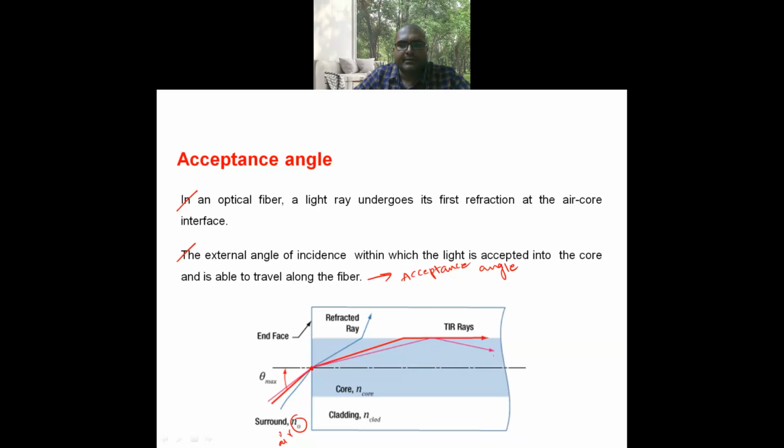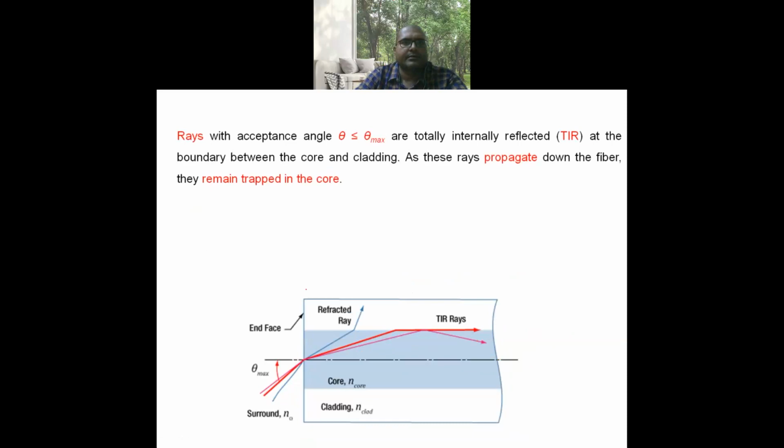This is the condition where light enters into the core region with total internal reflection. Rays with acceptance angle theta less than or equal to theta max are totally internally reflected at the boundary between the core and cladding. As these rays propagate down the fiber, they remain trapped inside the fiber, as shown by this path.